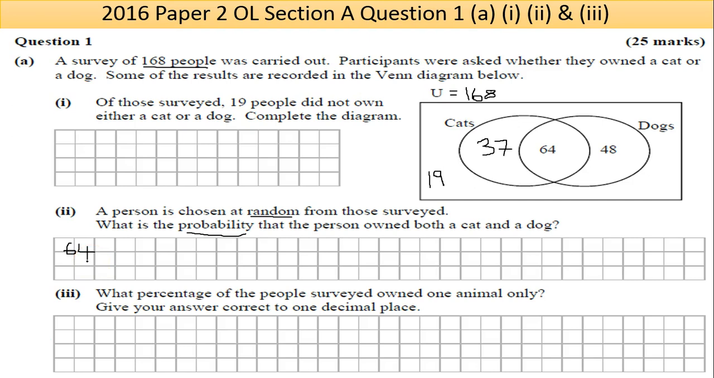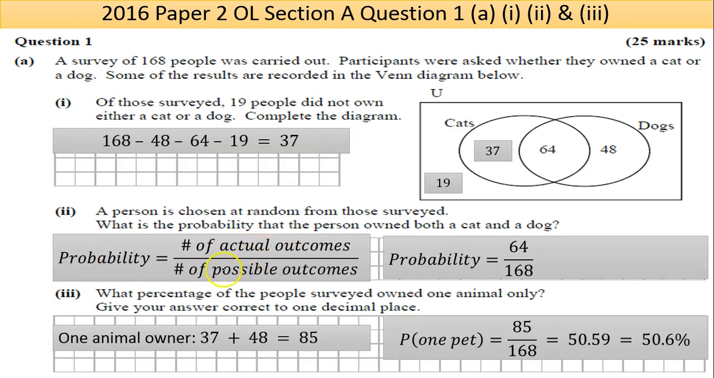However, you need to know that's the total number of people. So I'm going to flick to the answer here just for the formula written out. Probability is given by the number of actual outcomes, which is 64, over the number of possible people. 168 people could have had cats and dogs. So that's the total number of things. So we put those figures in the answer. Probability equals 64 over 168. Now that's accepted as your answer.